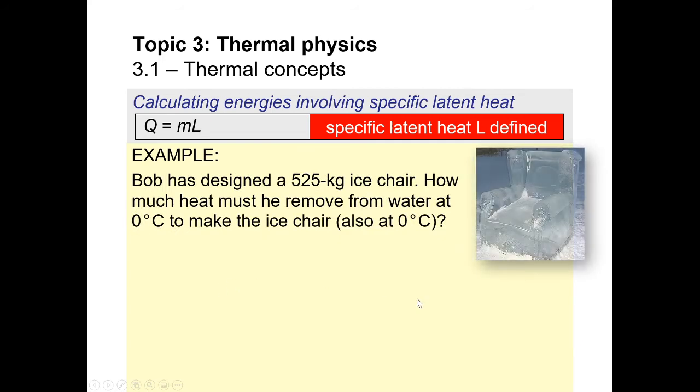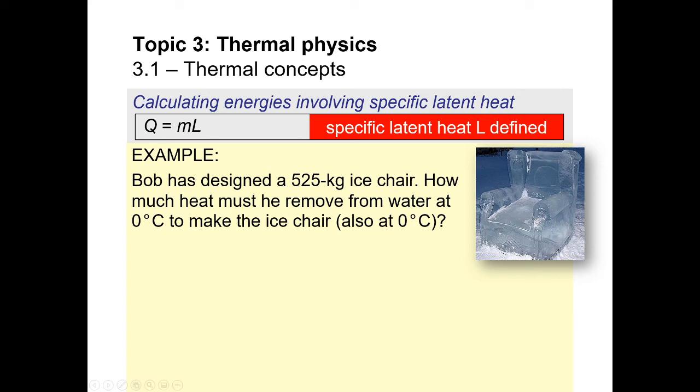Okay, let's try this. Wow, now that's a nice cool chair made of ice. So Bob has designed a 525 kilogram ice chair. How much heat must he remove from the water at 0 degrees Celsius to make the ice chair, also at 0 degrees Celsius? So in this case, we have water. If you add heat to water, it's going to become warmer, and potentially steam, a gas. But if you take heat energy away from it, it'll get cooler and cooler and eventually become ice. And so that's what we're trying to do. We have water at 0 Celsius. It's already at the temperature required to freeze, and so now we just have to make sure that all of it freezes.